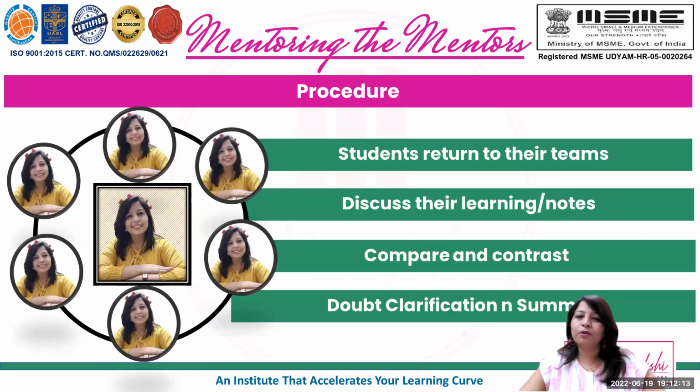As I was just talking about the procedure, again, let's recapitulate the points. When students return to their respective teams, they discuss their learning, they talk about their notes, they compare and contrast. Like, I have learned this from sage 1, another person will say, I went to sage 2 and I have gathered this information. Sage 3 knows more about this. Sage 4 has thrown more light on this very topic. Sage 5 has talked about the advantages also. Sage 6 has talked about some other topic as well. Means they are gathering information from different sages from their peer group only.